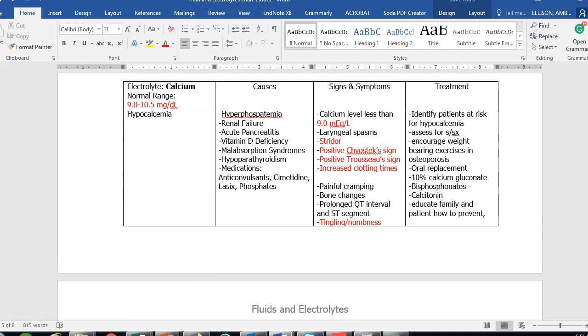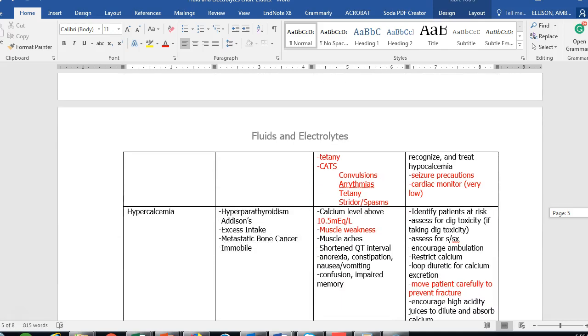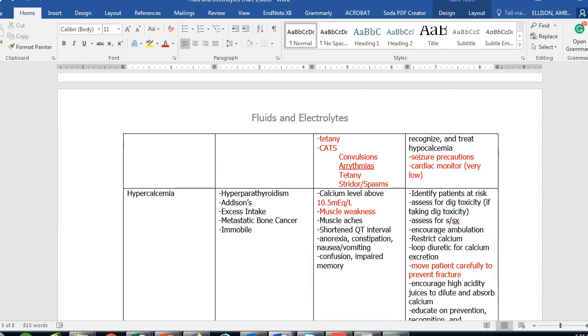So treatment. Again, we want to identify the patients at risk for hypocalcemia, assess for symptoms of hypocalcemia, encourage weight-bearing exercises. Calcium needs to get out of our bone and into our blood, and the way we do this is with weight-bearing exercises. You could do oral replacement and then IV replacement, calcium gluconate, and education. Seizure precautions, and if the calcium is low, then you want to put them on a cardiac monitor.